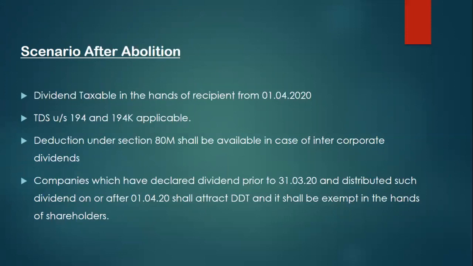Now, if a company has declared dividend before 31st March 2020 but distributed the same after 1st April 2020, then what shall be the taxability? Whether old provision will apply or new ones. Government has clarified that old provisions shall be applicable in this case. DDT will be required to be paid and then it shall be exempt in the hands of shareholder.